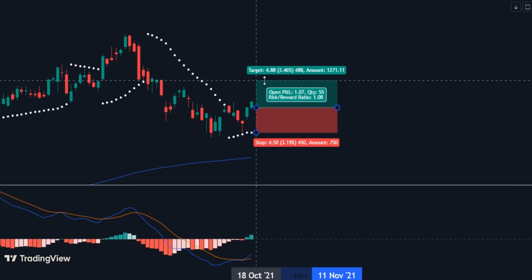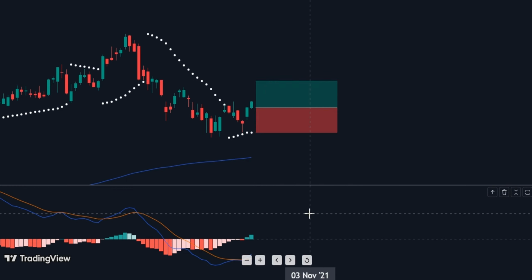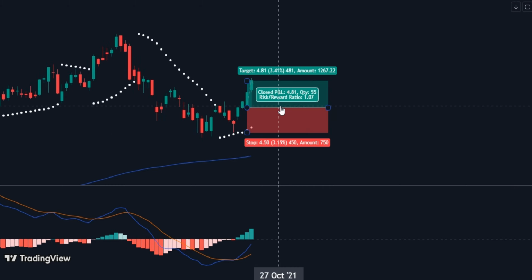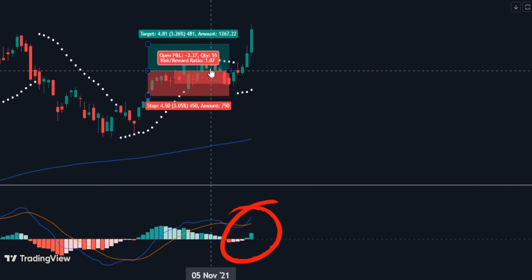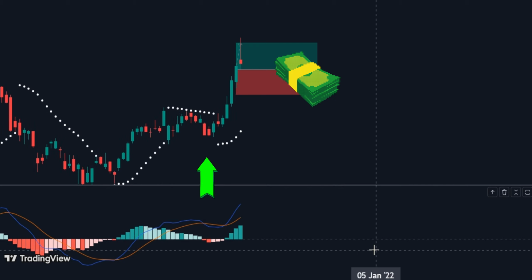For the exit strategy, place your stop loss at the Parabolic SAR level. Set your take profit at minimal 1-to-1 risk to reward ratio. As you can see, our take profit was successfully hit on this candle right here. Shortly after, another valid entry signal appears, giving us another potential trading opportunity.